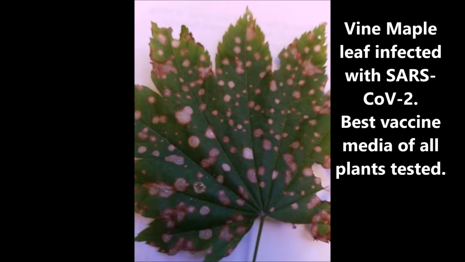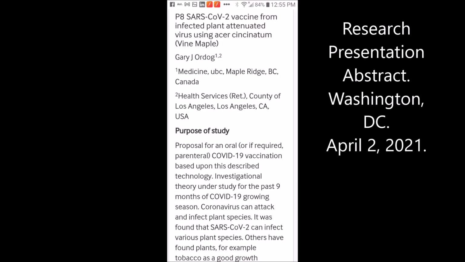SARS-CoV-2. Here's their best subject, was the vine maple leaf infected with the SARS-CoV-2. The best vaccine media of all plants tested, the safest we felt, and it was a symbiotic relationship. The plant stayed alive, the tree did not die, and this seemed to be the least toxic of the materials.